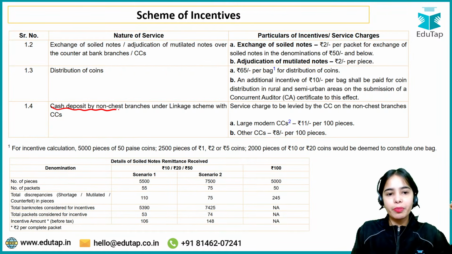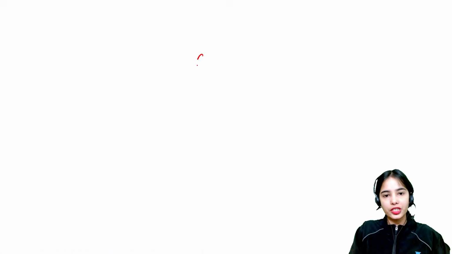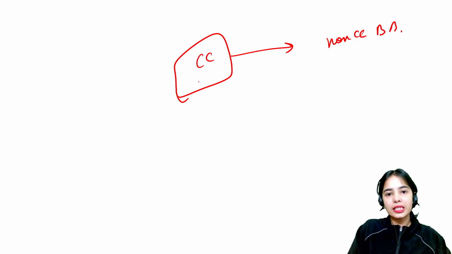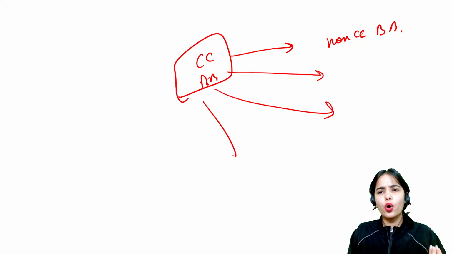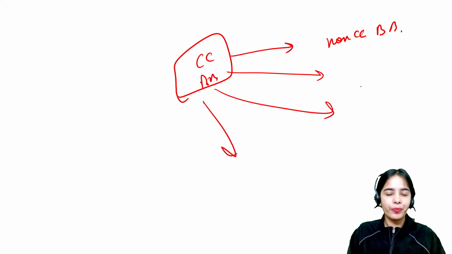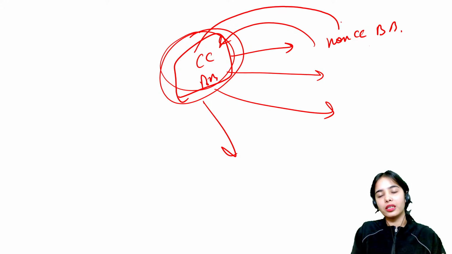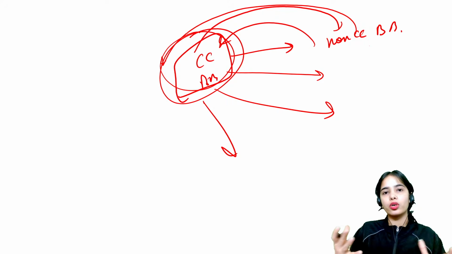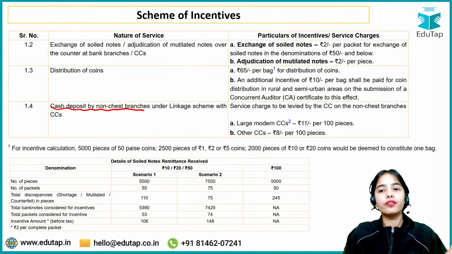Next is cash deposit by non-chest bank branches. Now let's say the currency chest is providing services to the non-currency chest bank branches. So the currency chest bank branch is providing services to various different non-currency chest bank branches in its area. Is it doing it for free? It is taking the 100 rupee notes, providing the 500 rupee notes. It is taking the deposits or providing the security and such. So will the currency chest do it for free? No, there is a service charge that is taken.